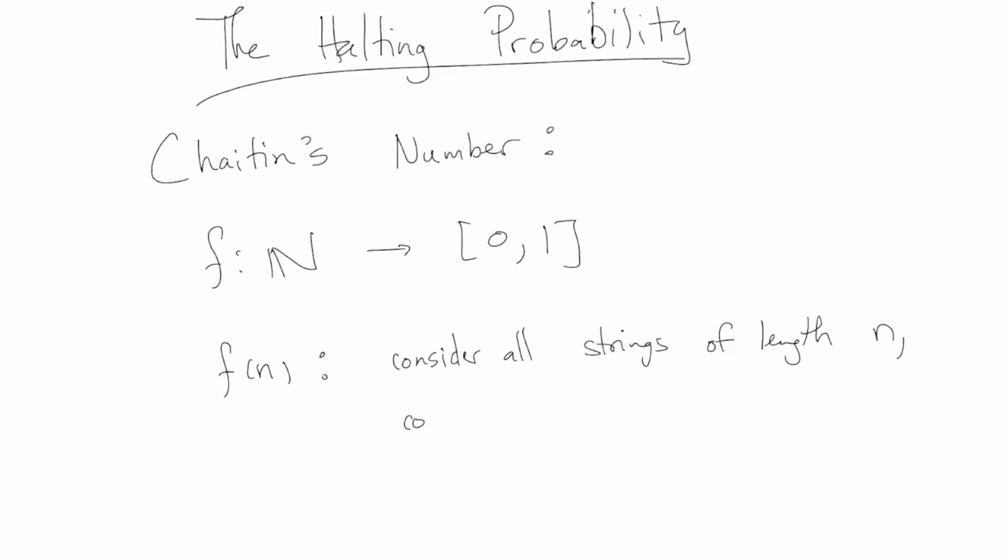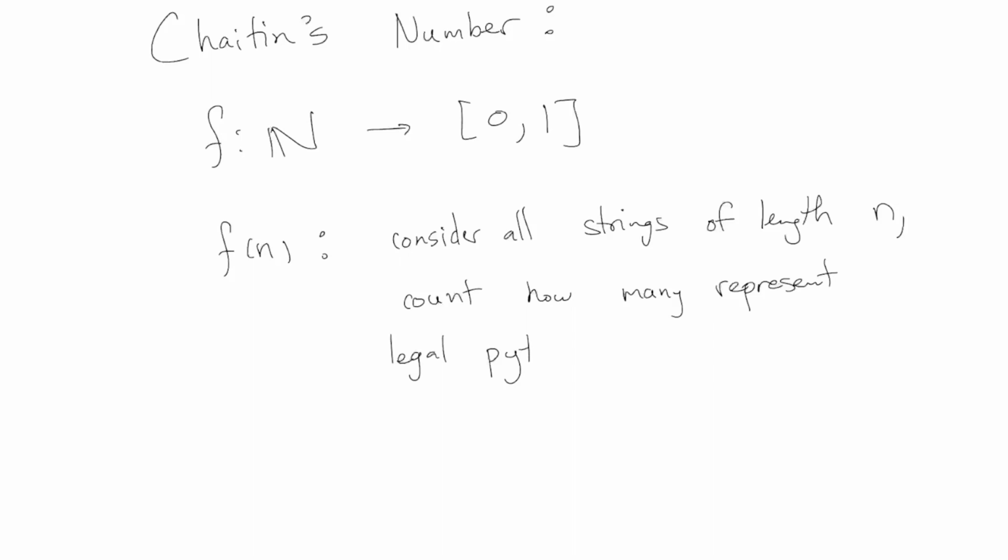and then count. So there are very, very many strings of length n, right? You count how many represent legal, let's do this for Python, how many of them represent legal Python programs which halt? All right. So you could imagine, say, do this for n equals 10. It means if I just spit out all possible strings of length 10 and then ask how many of those are legal Python programs that actually halt.